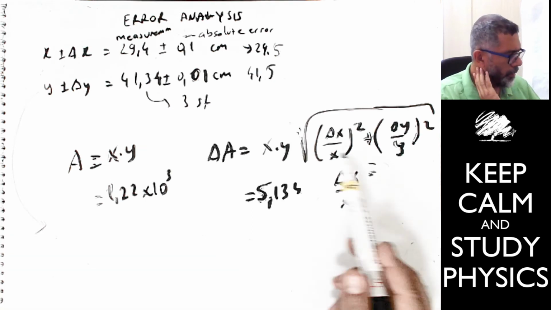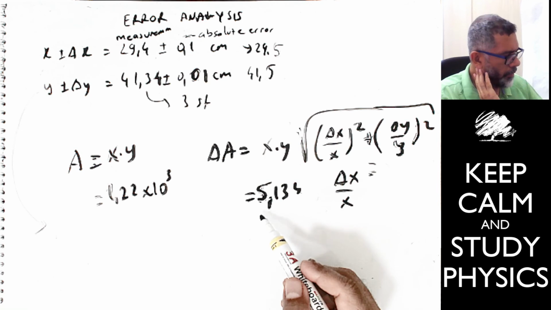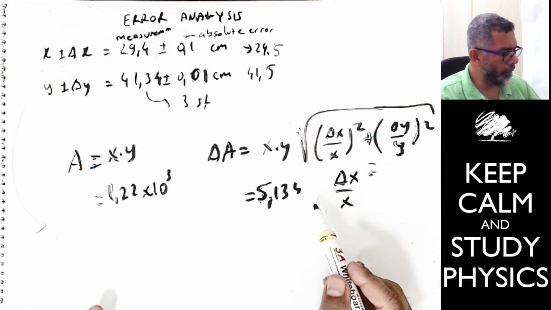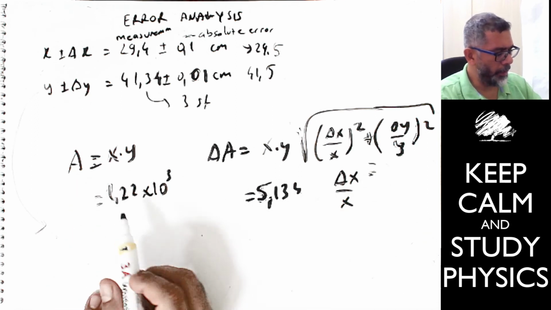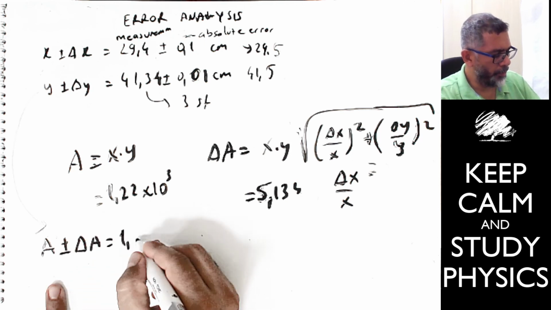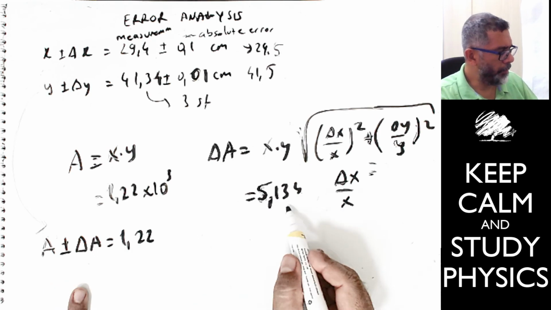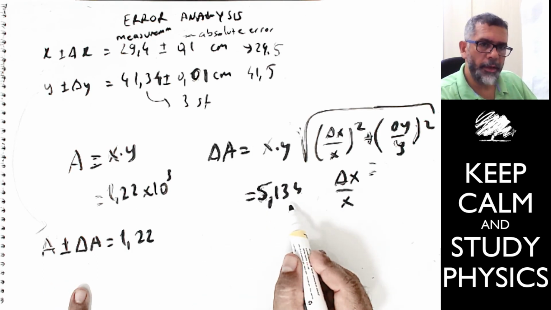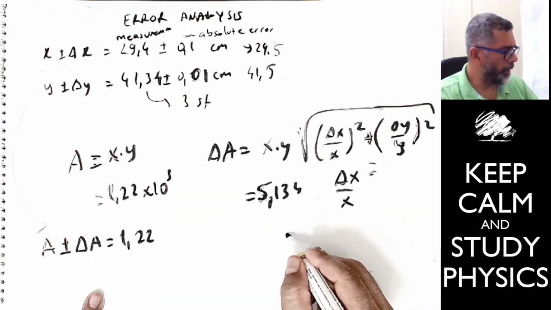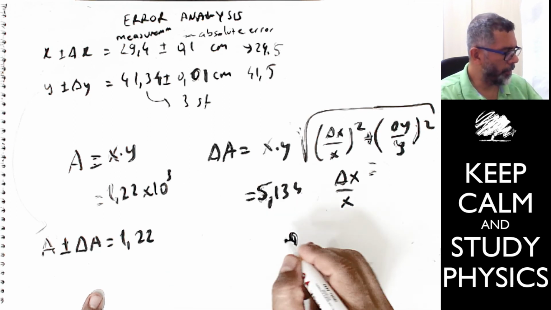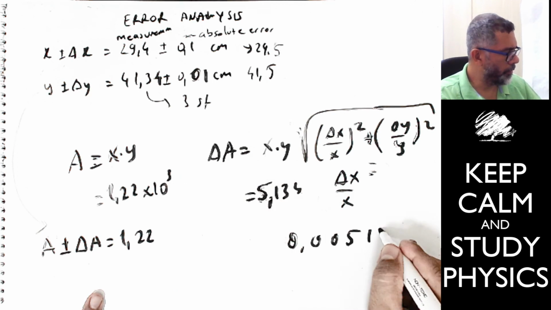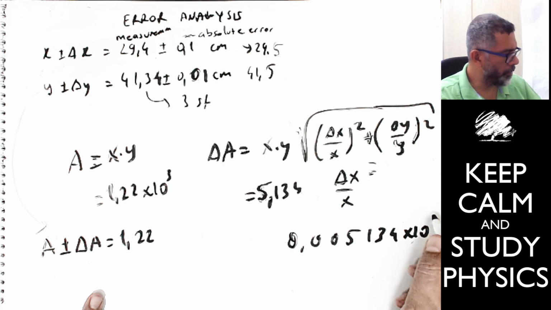When I calculated this, putting in all the relevant numbers over here, I found the result 5.134. And now, how can we put this next to A? Well, since we have to report A plus minus delta A, 1.22, we also have to write this error part as a power of 10, the same power. If we divide this by 1000, it is going to be 0.005134 times 10 to the power 3.